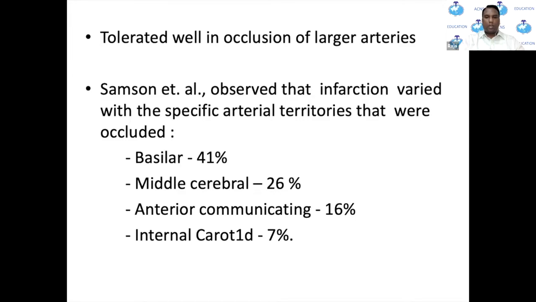Now, Sampson et al. observed that infarction varied with the specific arterial territories that were occluded. Now, these were surgeries of 100 consecutive aneurysms where there were no intraoperative complications. And they observed that the rate of infarction was higher in the basilar territory, the territory supplied by the middle cerebral artery, and the anterior communicating and IC. So basilar was 41% and IC was 7. So IC is more tolerable to occlusion.